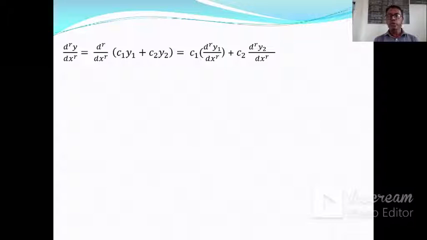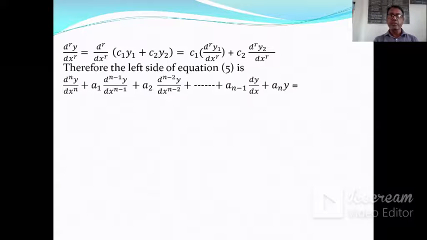We use the rule of derivative. First we find the rth derivative of C1y1 plus C2y2, but C1 and C2 are constants. Therefore, we can write this as C1 times the rth derivative of y1 with respect to x plus C2 times the rth derivative of y2 with respect to x, by using the rule of differentiation.